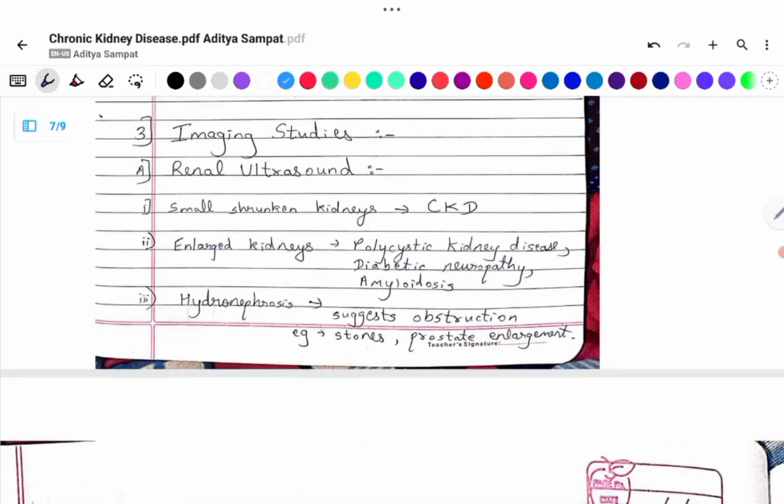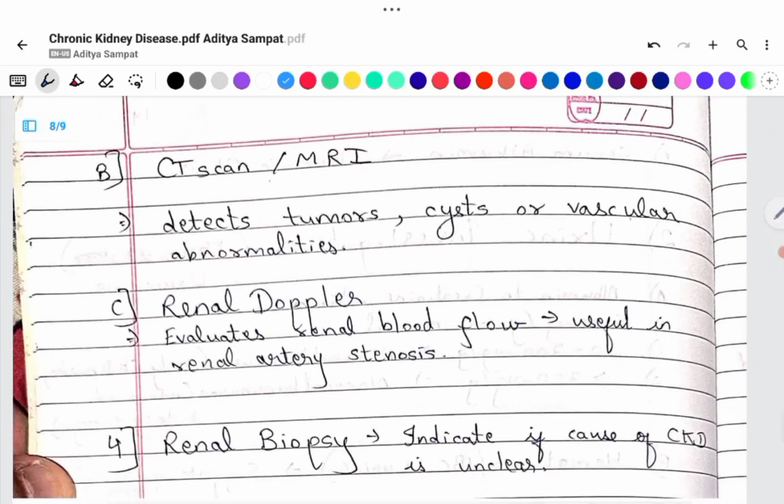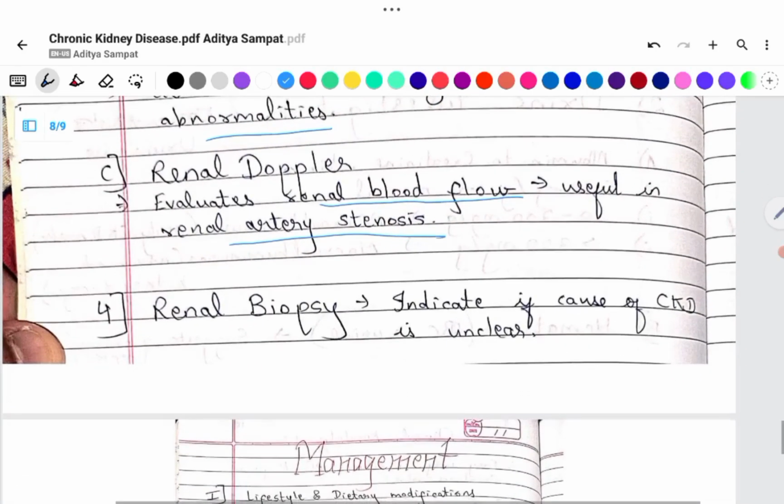Now, the third point, imaging studies, renal ultrasound. If there are small sunken kidneys, there is CKD. If there are enlarged kidneys, there is polycystic kidney disease, diabetic nephropathy, and amyloidosis. Hydronephrosis suggests obstruction, example stones, prostate enlargement. CT scan or MRI detects tumors, cysts, or vascular abnormalities. Renal Doppler evaluates renal blood flow, useful in renal artery stenosis. And renal biopsy is indicated if the cause of CKD is unclear.